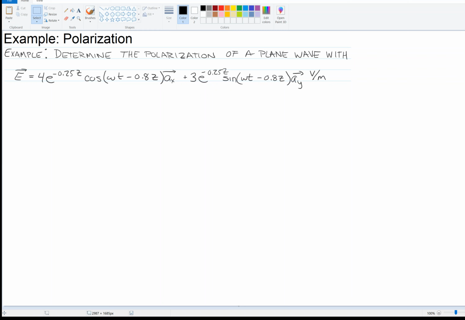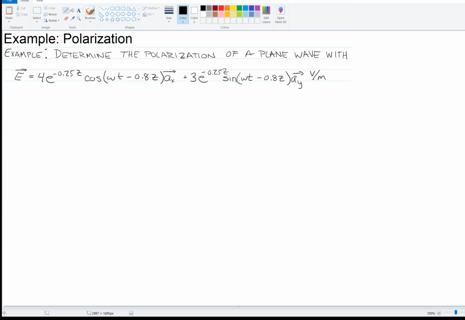This example is on polarization of an EM field. Determine the polarization of a plane wave with the electric field specified by this expression here. So let's take a look at that electric field. It has a component that points in the x direction, and it has a component that points in the y direction. And it's in a lossy dielectric because the amplitude is decreasing as e to the negative 0.25 z. So this thing is moving in the z direction.